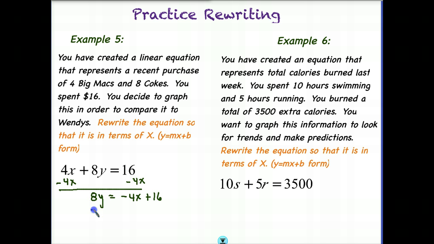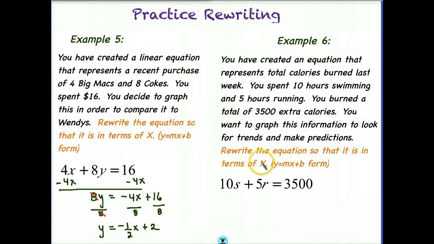My final step then is to get rid of this 8, which means I need to divide this side by 8. Be careful because if I divide the left side by 8, I have to divide the entire right side by 8 as well, which means I have to divide the negative 4x by 8, and I have to divide the 16 by 8. You can't forget to divide them both. So on the left side, 8 divided by 8 is just 1, and I'll be left with just 1y or y. On the right side, negative 4 over 8, I can reduce that. Negative 4 goes into itself one time, and it goes into 8 twice. Leave the x there, and then 16 divided by 8 gives me 2.